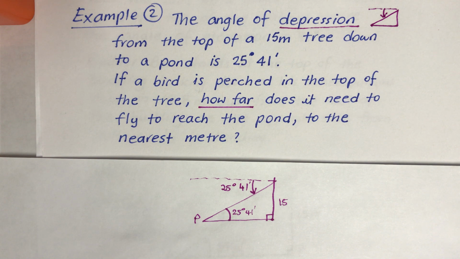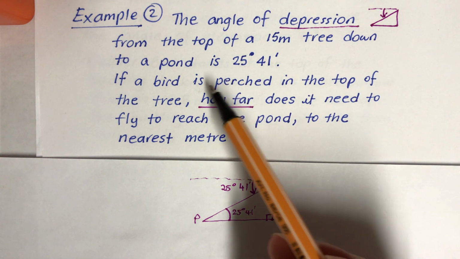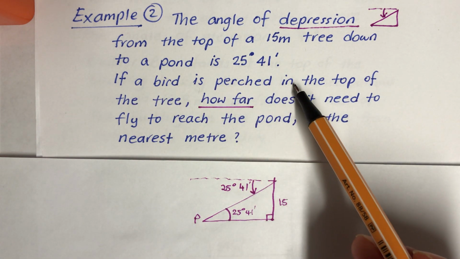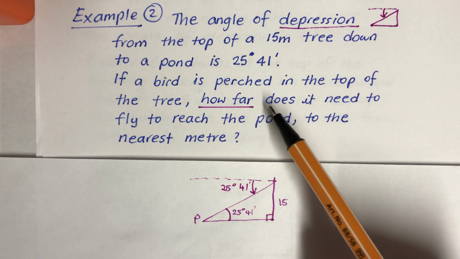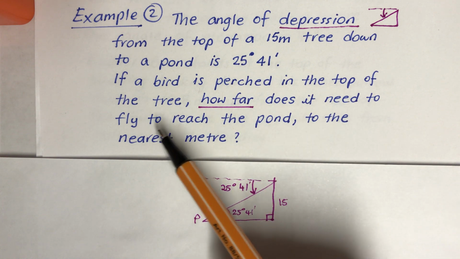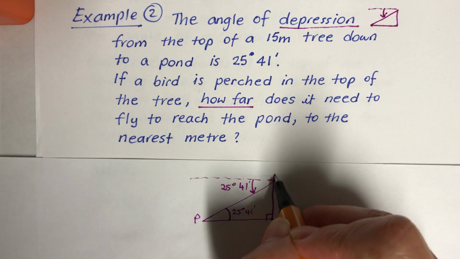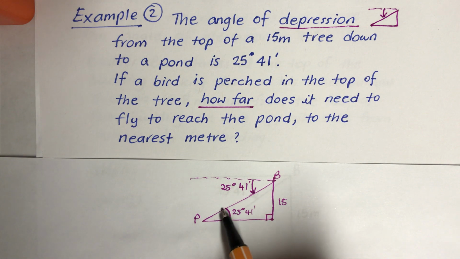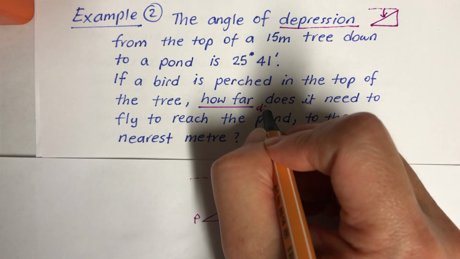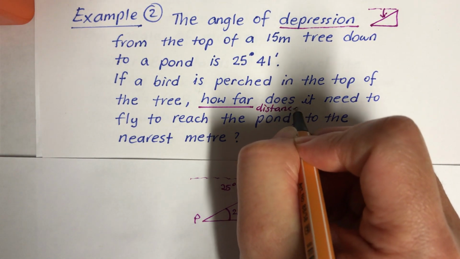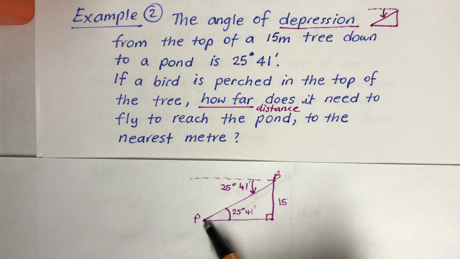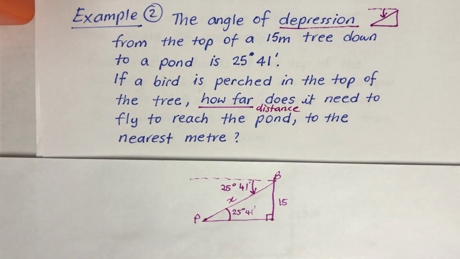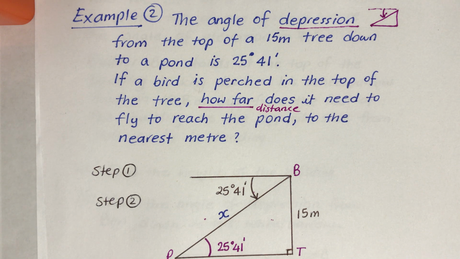Now, what are we actually looking for? It says here, if a bird is perched on the top of the tree, how far does it need to fly to reach the pond? So the bird's here, and how far is the distance? So this is the distance. How far does the bird have to fly to get to the pond? Okay, so I'm going to call that X. And if I sketch it nicely, it'll look like this.